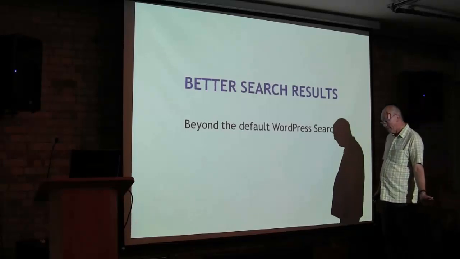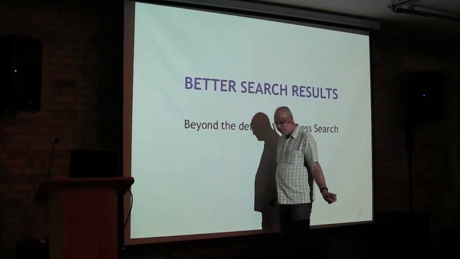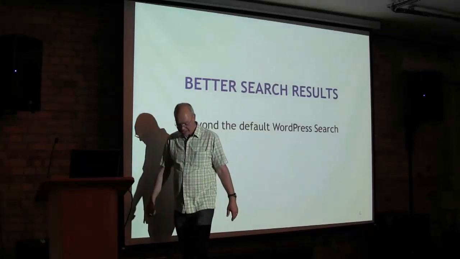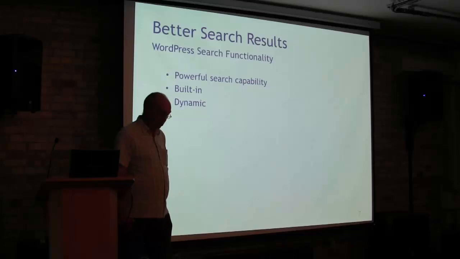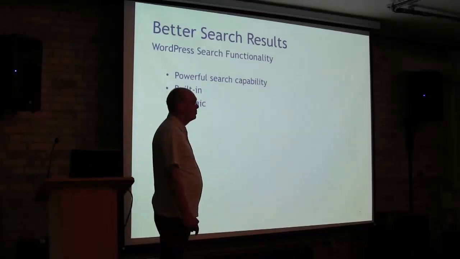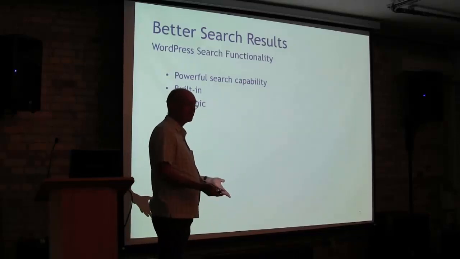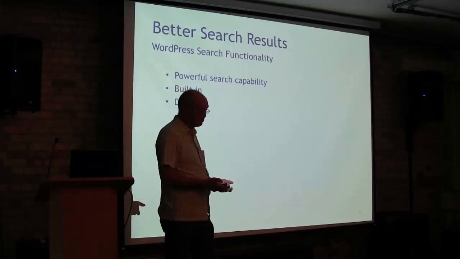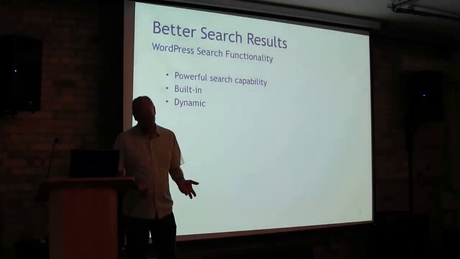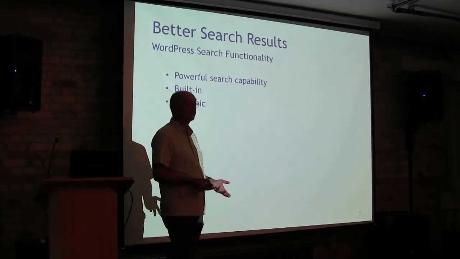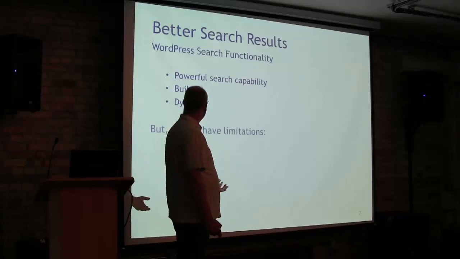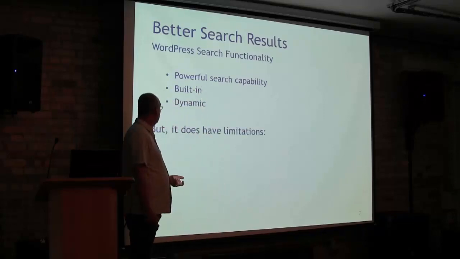Now I want to talk a bit about search results, how to get better search results. Now the WordPress search, we're probably all familiar with it. It's a powerful search capability and it's there for everyone to use. It's also dynamic, and by that I mean, as you probably know, that if you add a new page or a post or whatever to your site, that becomes available for the search straight away. But there are limitations, and I want to mention a couple.